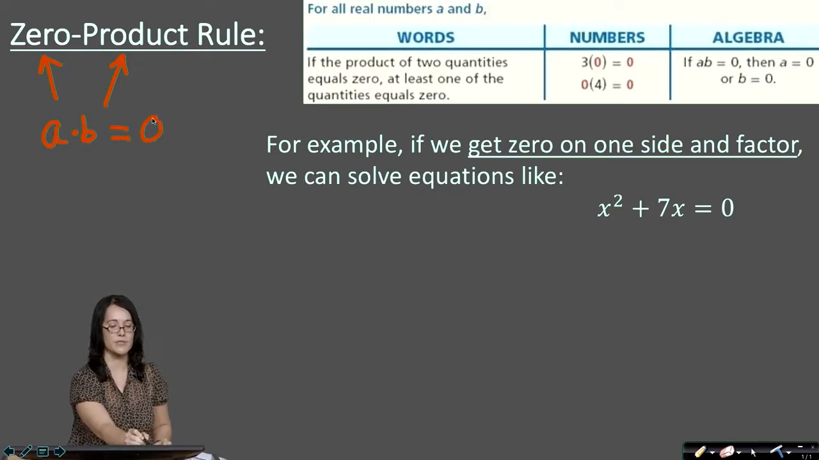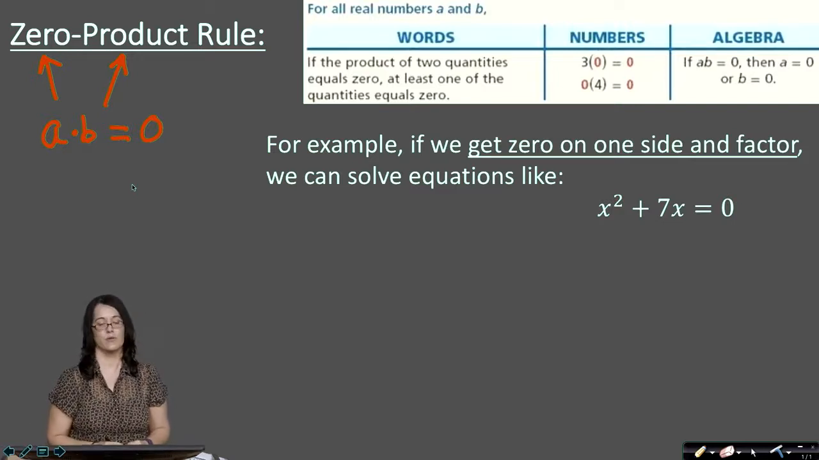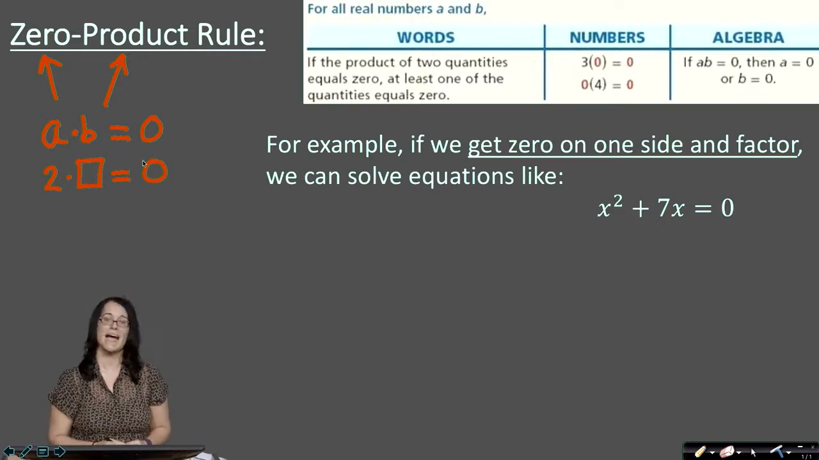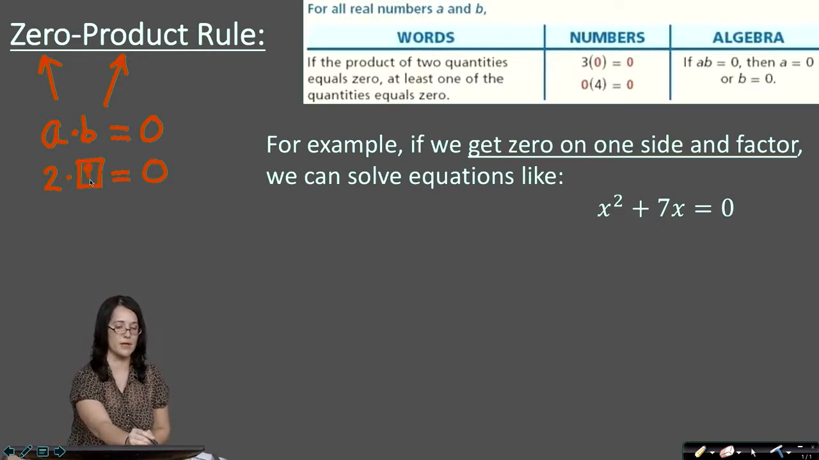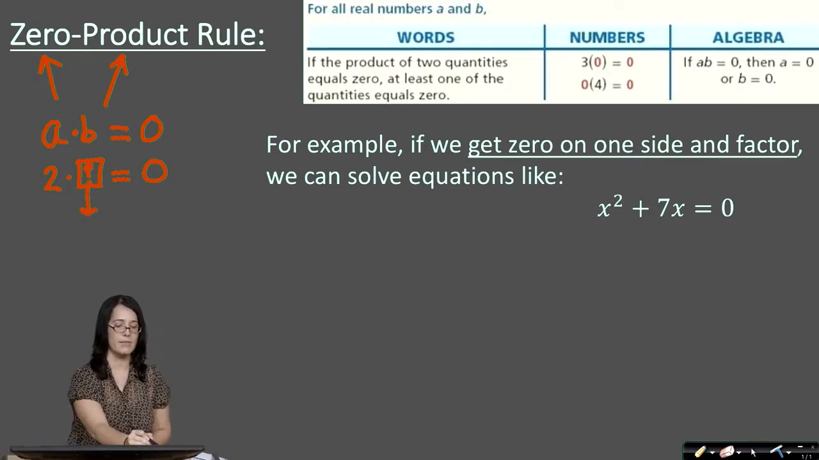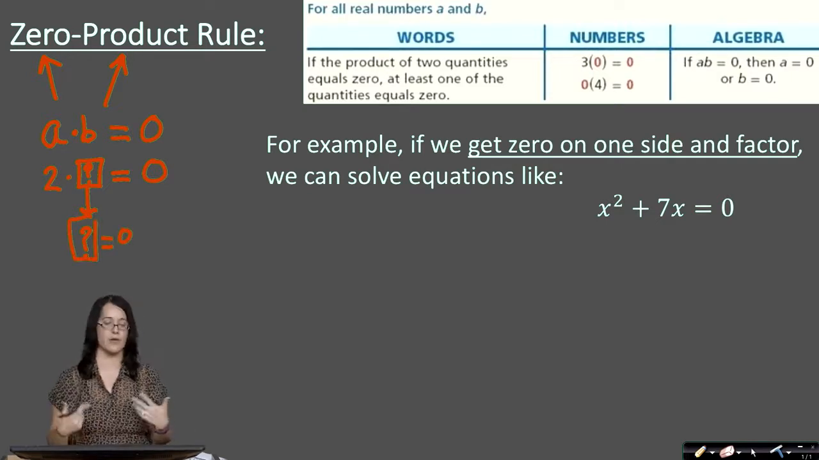If a product equals 0, what must be true? For example, what if A was the number 2? And I said 2 times something gives me 0. What has to be true about my something, my box here, my question mark box? Yeah, that must be 0, right? That must equal 0. So our question mark would be 0. The question mark box is just like a variable, an unknown.